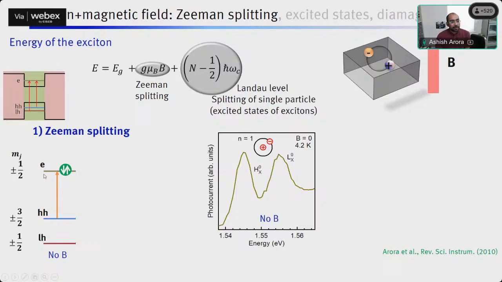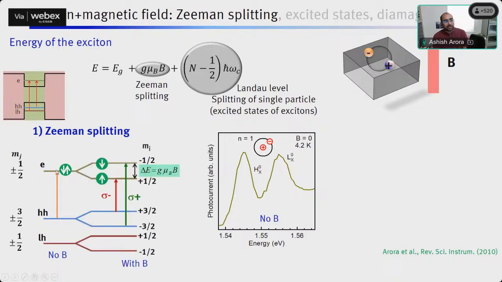Now, when I apply magnetic field, there is Zeeman splitting, and the Zeeman splitting is g μB B, meaning the plus state will go down because this is electron, minus will go up, and there is a negative g factor for this. Similarly, for holes, there will be a Zeeman splitting here. So right and left circular polarizations in the end will have different energies.